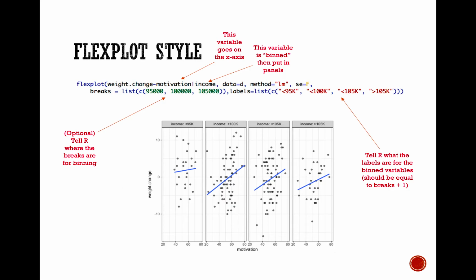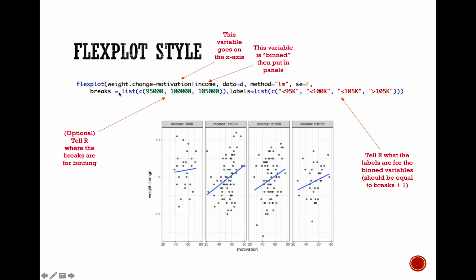They're easy to use, but like I said, I think flex plots are more intuitive, and it's exactly the same way. You got weight change tilde motivation, so that says weight change is on the y-axis, motivation is on the x-axis, and then given income, and what it's going to do is it's going to bin income. And then data equals D, and you've already seen these commands. Method equals LM, SE equals F or false.